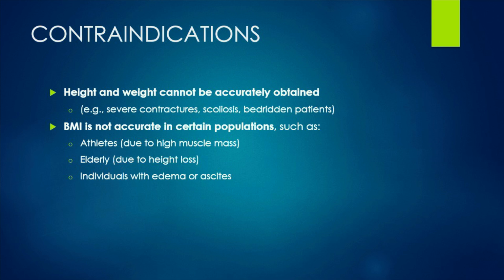Contraindications and limitations around BMI are that it is not appropriate for all populations. It can be misleading in athletes with high muscle mass, older adults with height loss, or those with edema. Patients with spinal deformities may not accurately measure for height, and always consider the clinical context of your patients.